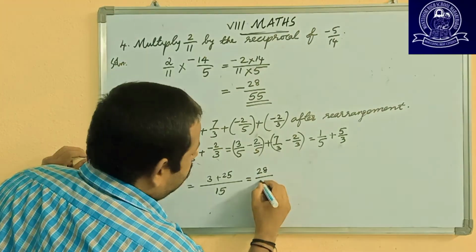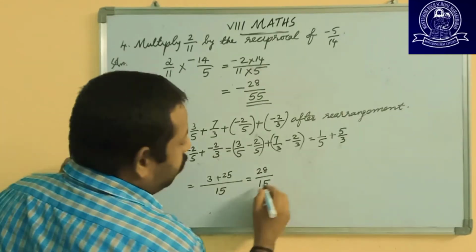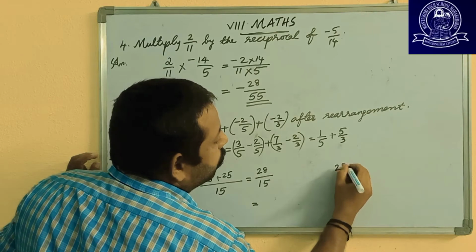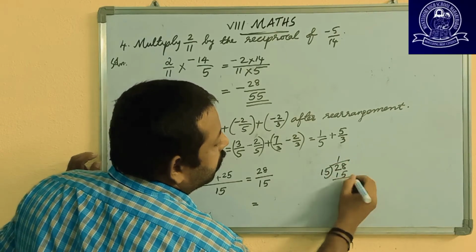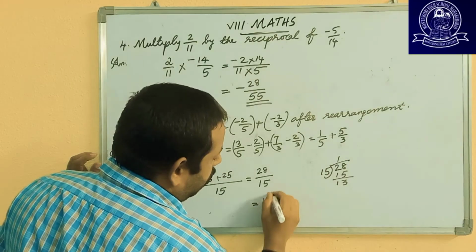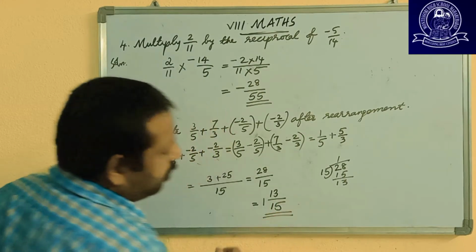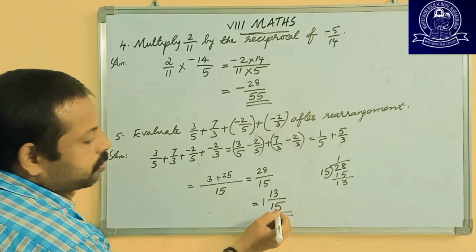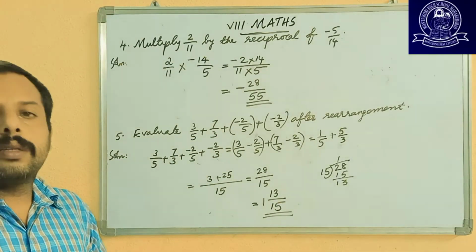28 by 15. Okay. Now we can write it as a mixed fraction. How will you convert 28 by 15? 15 1s are 15, remainder 13. So 1 13 by 15. 1 13 by 15 is the answer. These two solutions also you can note down in your classwork book.